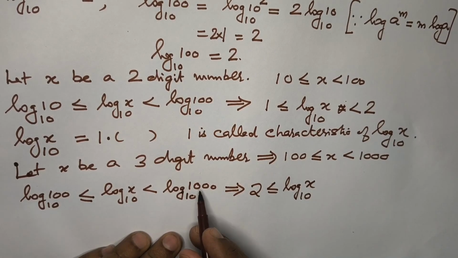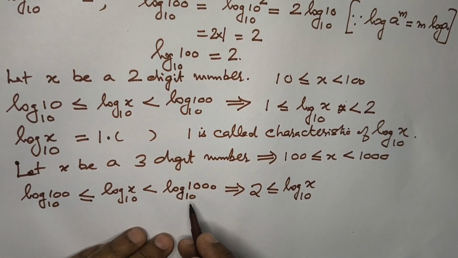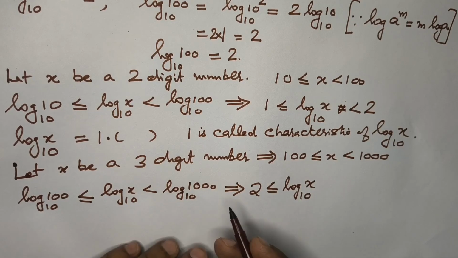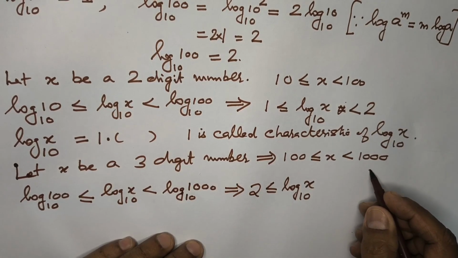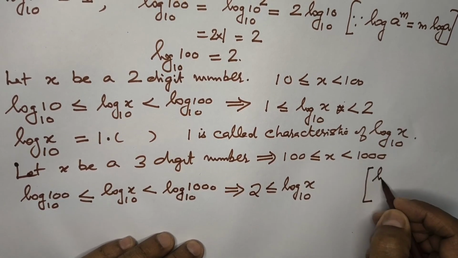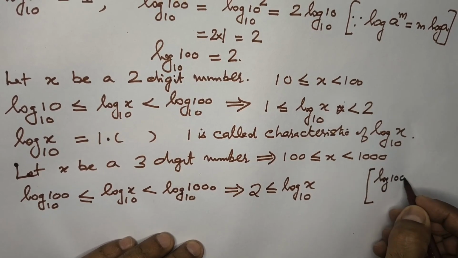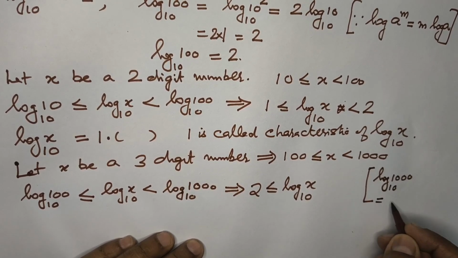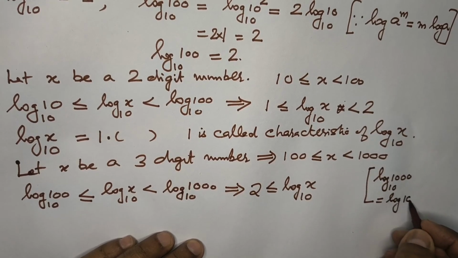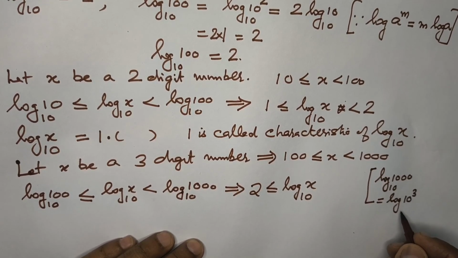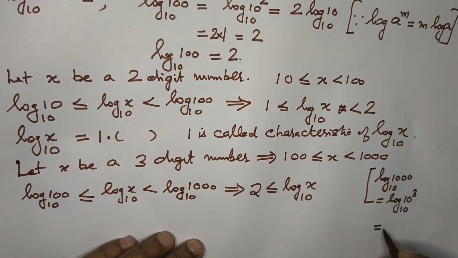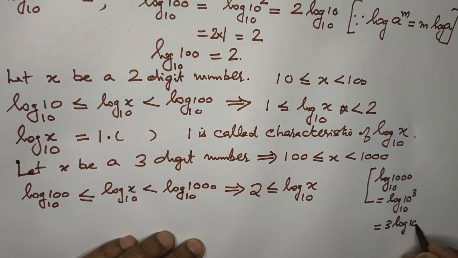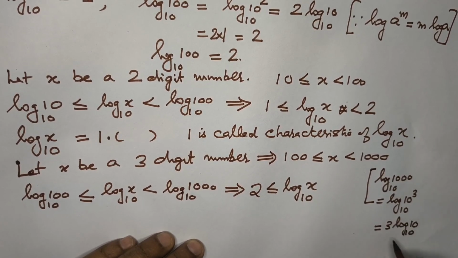Now there comes log 1000 to the base 10. Can you guess what this would be? This is 3 actually. I will show you in the margin. See, look at this. Log 1000 to the base 10 is log 10 cubed, that's equal to 3 log 10, 3 coming down using the power rule, and this is what?